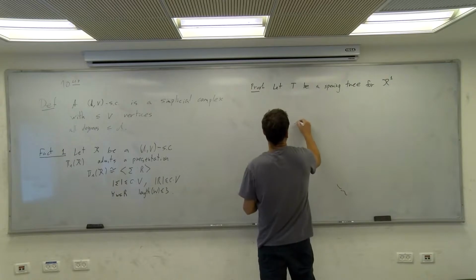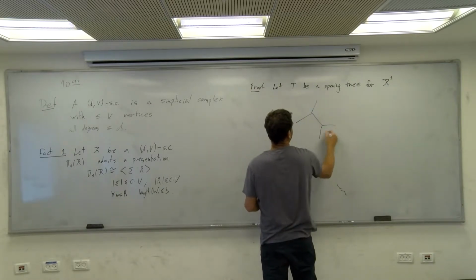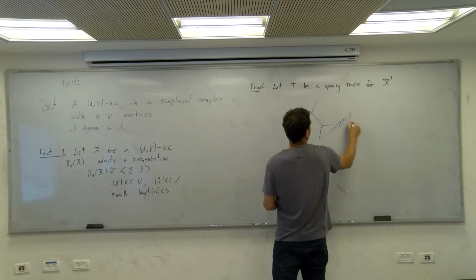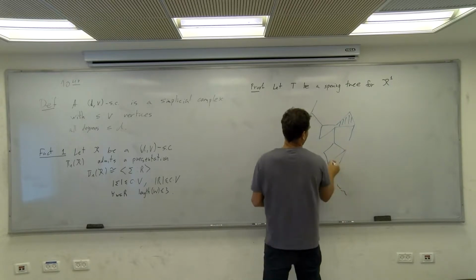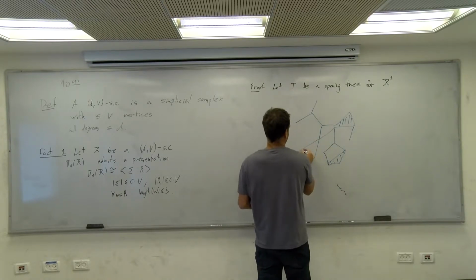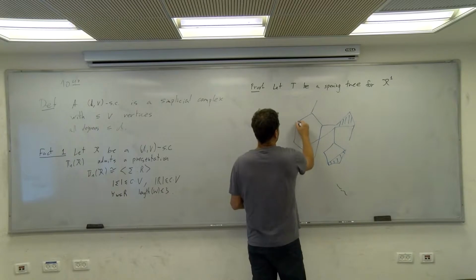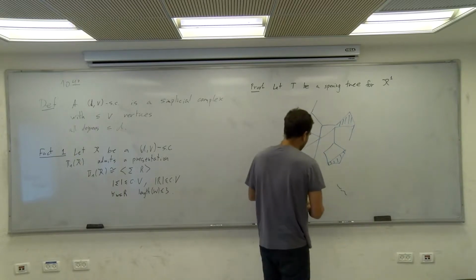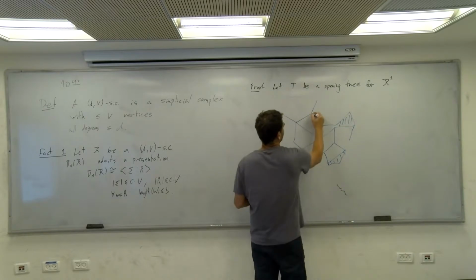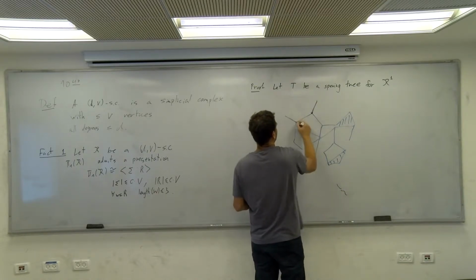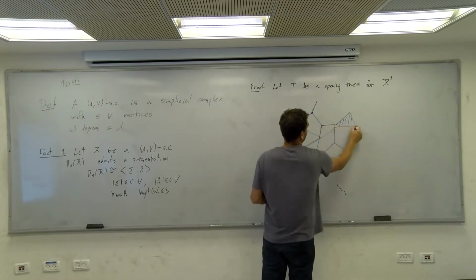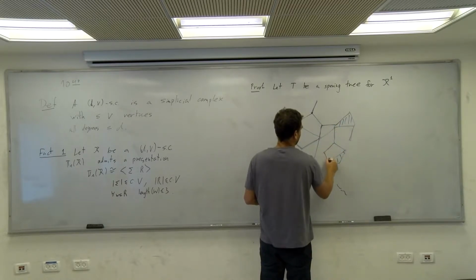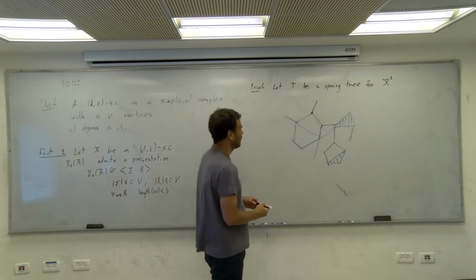So let's try to draw the simplicial complex. This is a simplicial complex, and I take a spanning tree. That means I take a vertex and I start to build a tree from it. There are many ways to do it. I'm drawing one. Okay, this is a tree.